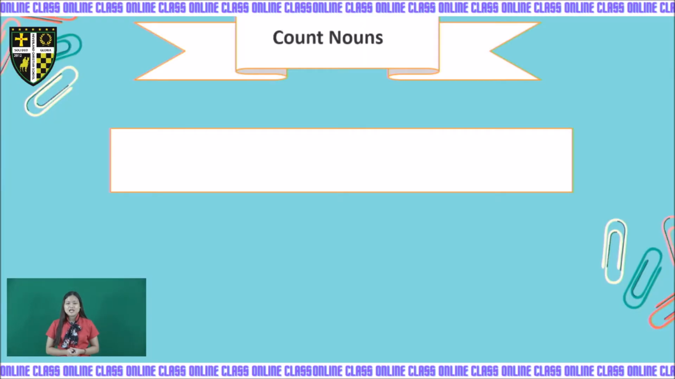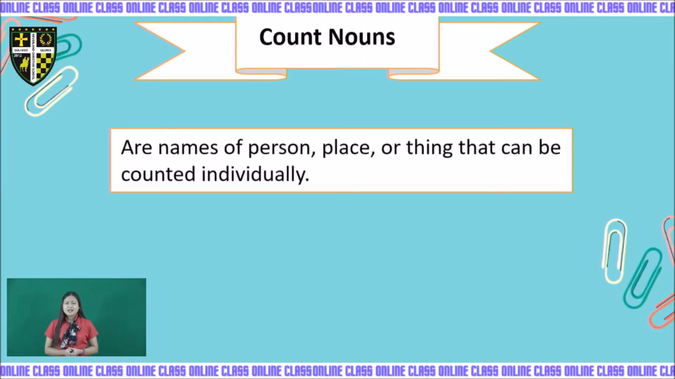First, we have the count nouns. So what are count nouns, class? Count nouns are names of person, place, or thing that can be counted individually. Again, count nouns are names of person, place, or thing that can be counted individually.